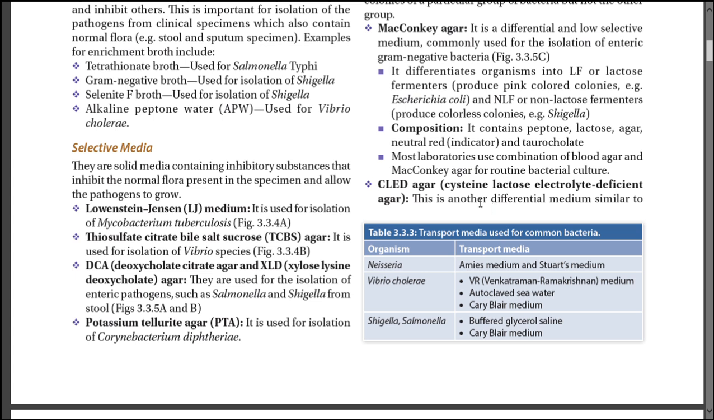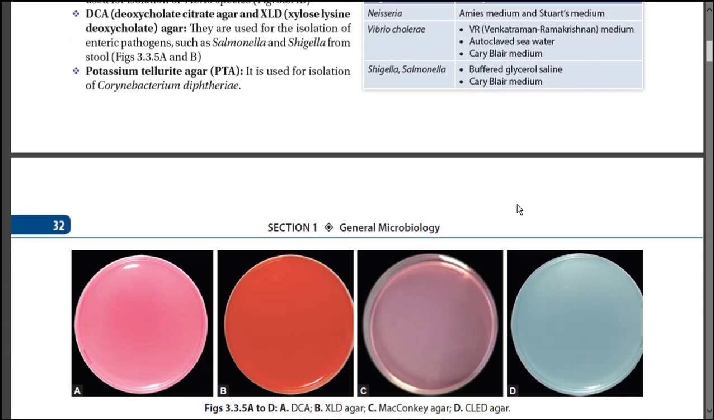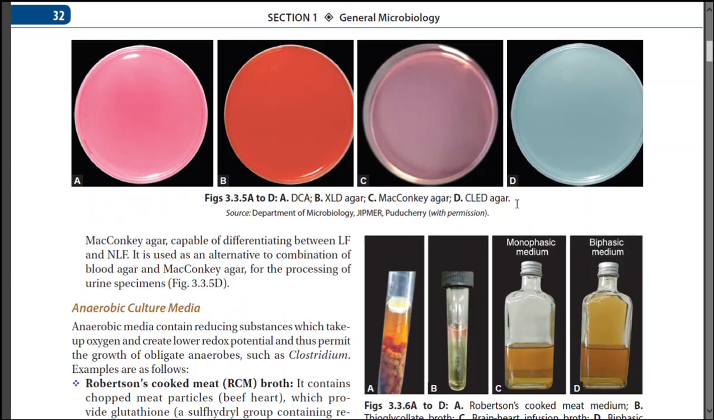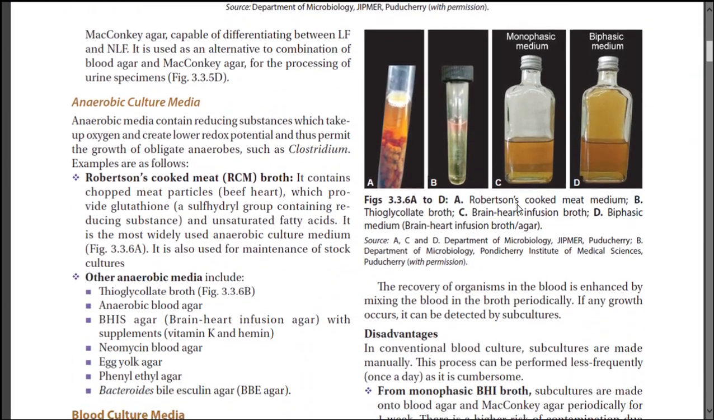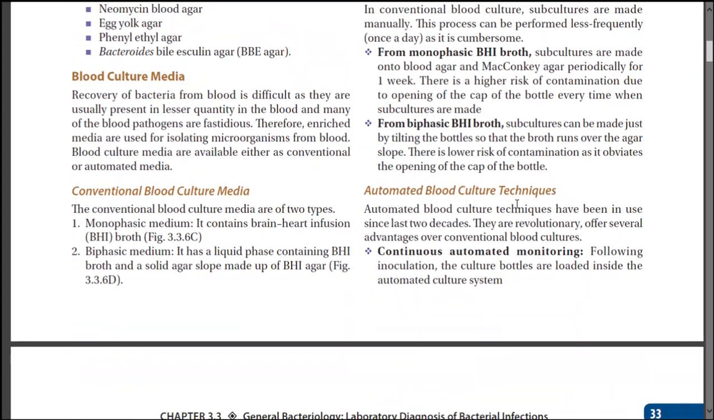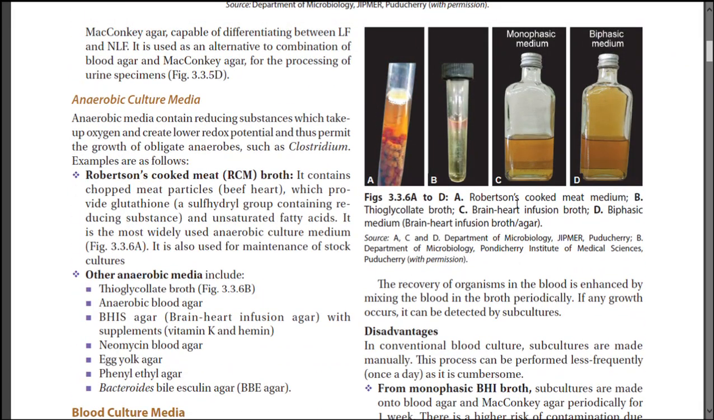Okay, next we will go. This is CLED, cysteine lactose electrolyte deficient agar. Okay, so we have to memorize it. Next, anaerobic culture media.